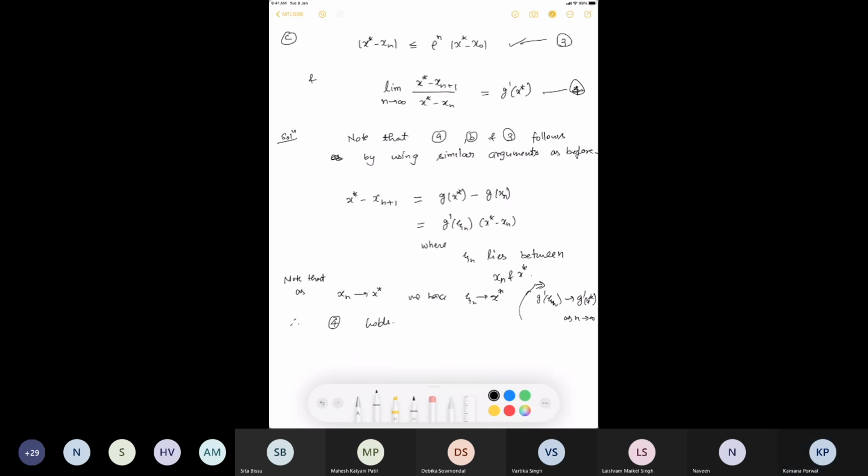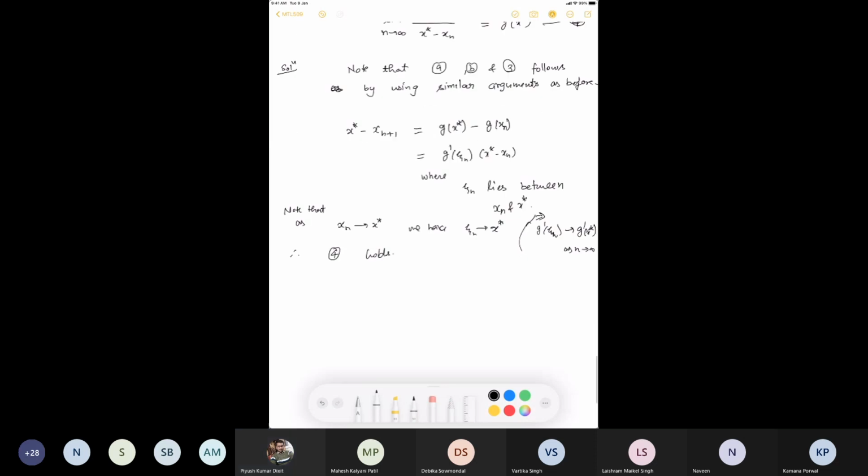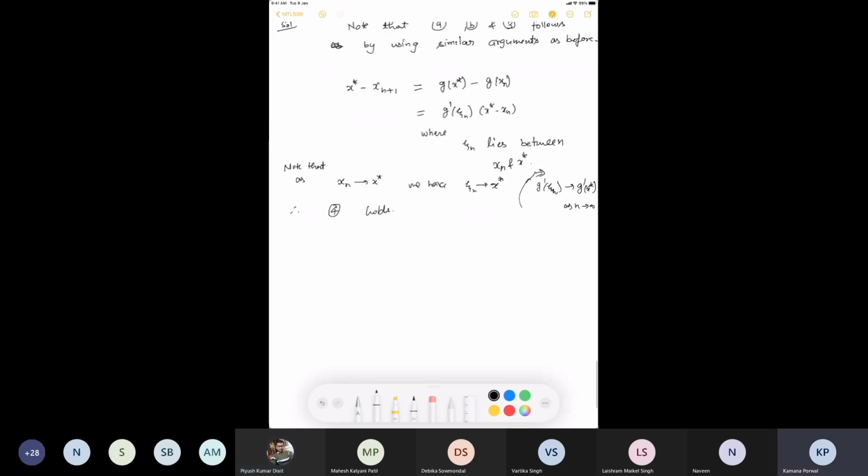Ma'am, how does ξn converge to x star? Because you have a sequence ξn which is sandwiched between xn and x star, and the sequence xn is converging to x star. So if ξn is sandwiched between xn and x star, this sequence will also converge to x star. Okay, you can take it as an exercise and try to write down how you will prove it.